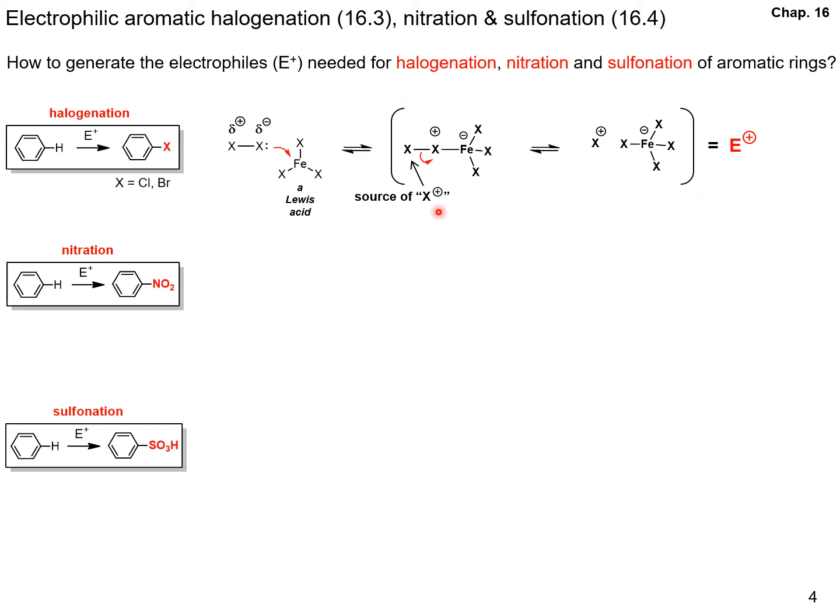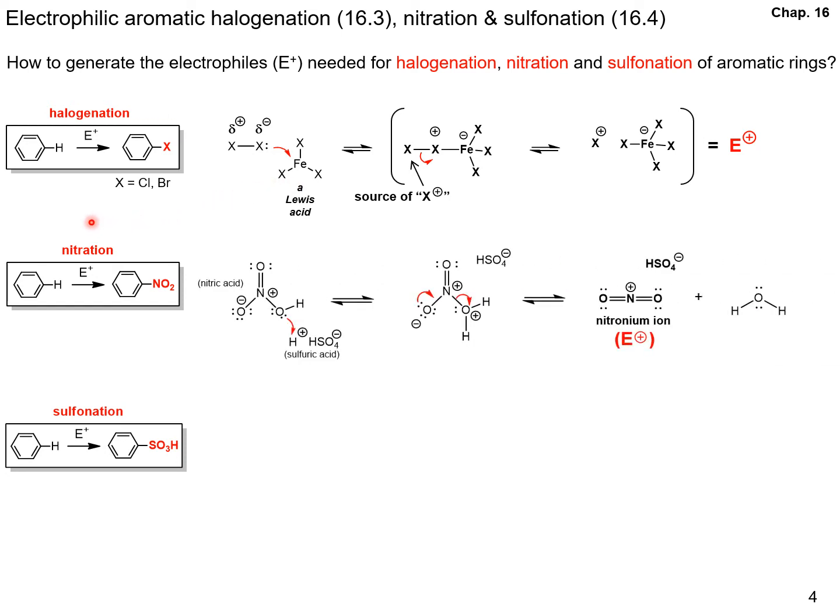So this is the electrophile, either this or this. It doesn't matter which one you draw. For nitration, the reaction involves concentrated sulfuric acid and concentrated nitric acid, and you'll have a lot of species being formed, protonated species.